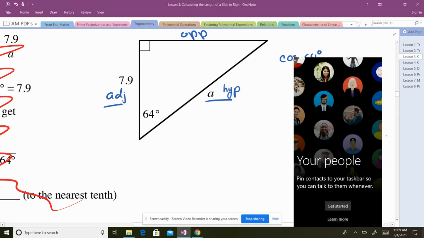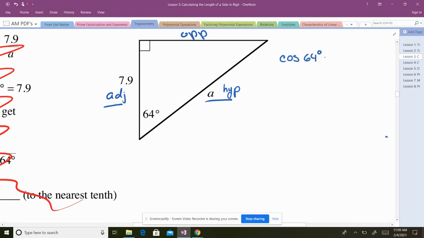Equals the adjacent, which is 7.9, over the hypotenuse, which they're calling A. Okay? Everybody good so far? What do we do next? Yeah, the cos 64, we're going to convert that to a decimal. What is that? 0.44? All right, 0.44 equals 7.9 over A. Okay, this looks different than the ones we were solving before.